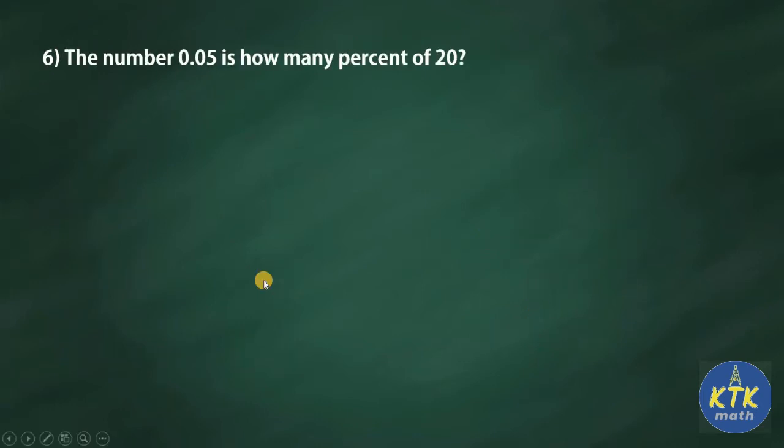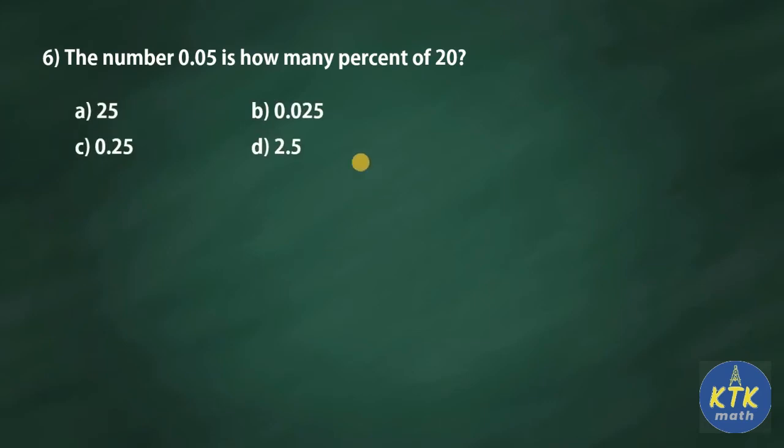Question number 6. The number 0.05 is how many percent of 20? Your options are 25, 0.025, 0.25 and 2.5. So they are asking 0.05 is how many percent of 20. So write down 0.05 by 20 into 100. Why are we multiplying by 100? Because they are asking how many percentage.